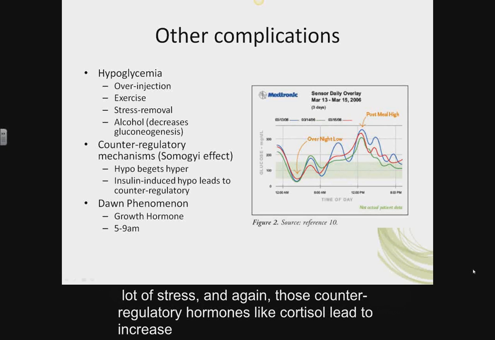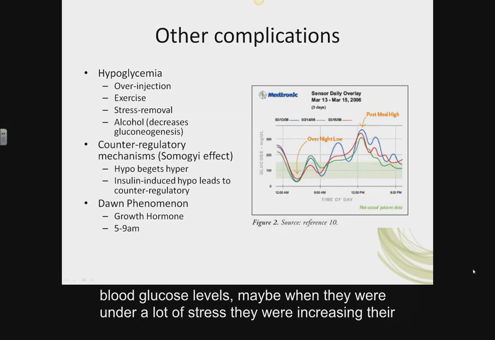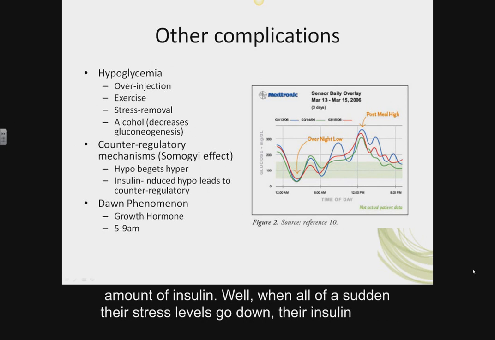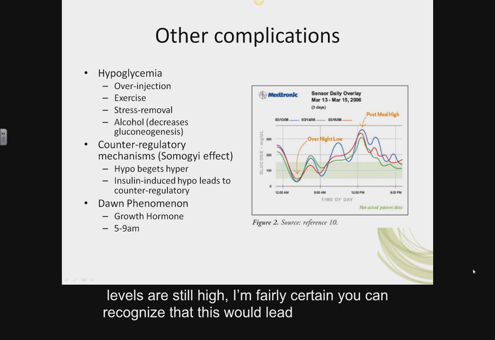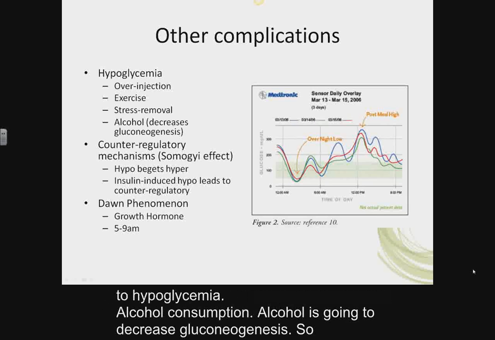If they were under a lot of stress, and again, those counter-regulatory hormones like cortisol lead to increased blood glucose levels, maybe when they were under a lot of stress, they were increasing their amounts of insulin. Well, when all of a sudden their stress levels go down, their insulin levels are still high. I'm fairly certain you can recognize that this would lead to hypoglycemia.